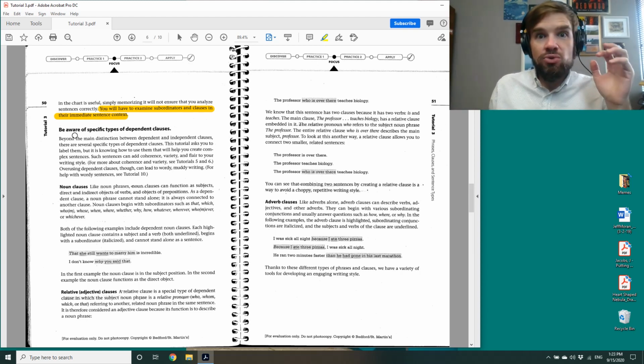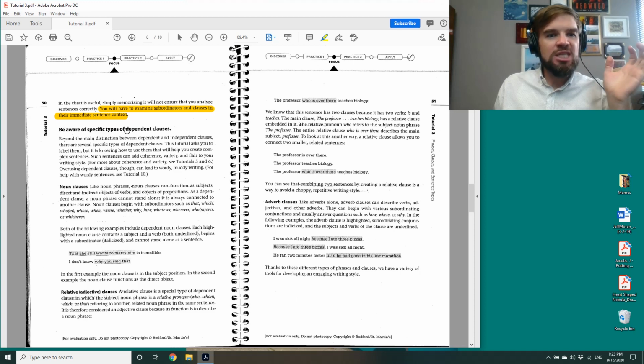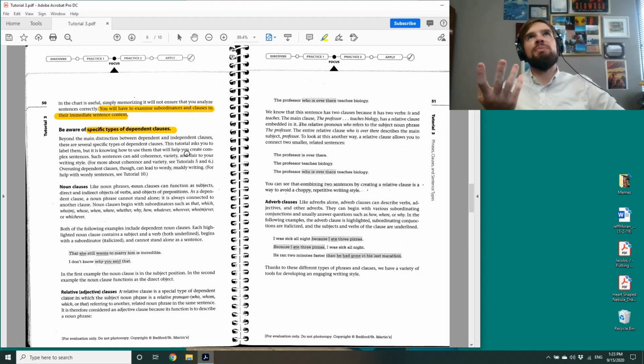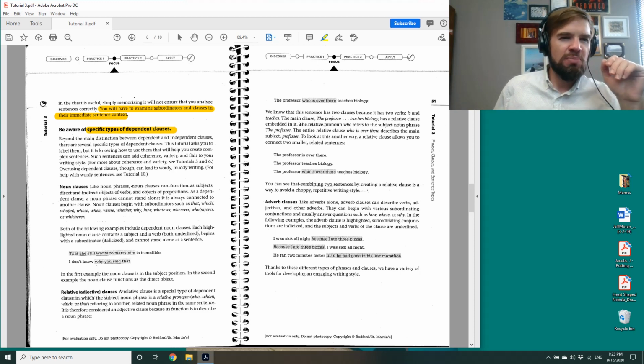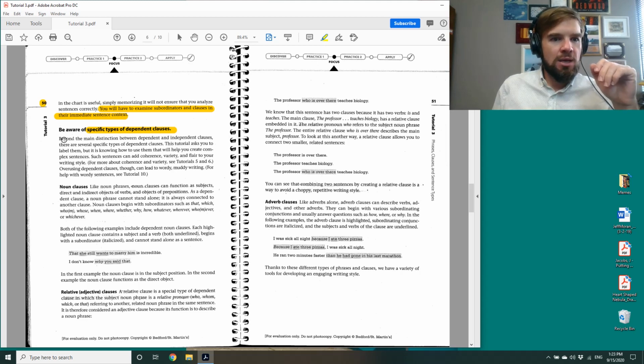Now, things to be aware of: be aware of specific types of dependent clauses. After you've identified, is this an independent clause or a dependent clause? If you can identify that it is a dependent clause, again, you need to start thinking, okay, what's this clause doing in this sentence? What's its function, right? So here on page 50, Professor Ferris points out, beyond the main distinction between dependent and independent clauses, there are several specific types of dependent clauses. This tutorial asks you to label them, but it is knowing how to use them that will help you create complex sentences.